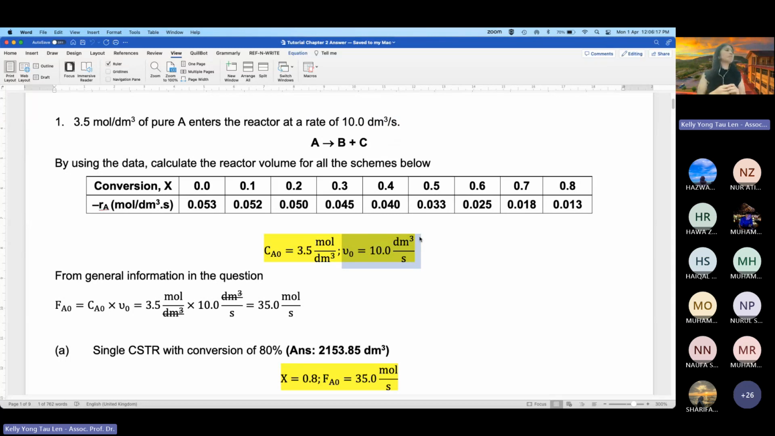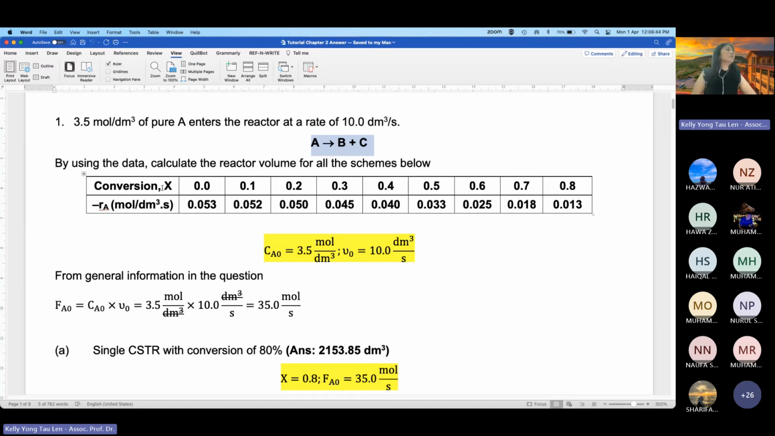So you know now that for the very first sentence, I only know CA naught and epsilon naught. Okay, that's all that I have, right? So next, they give you the chemical equation, A produce B and C. Okay, there's only one reactant and they say pure A, meaning the A that enters is 100 mole percent of A. Okay, then they give, by using the data, calculate the reactor volume for the scheme below.